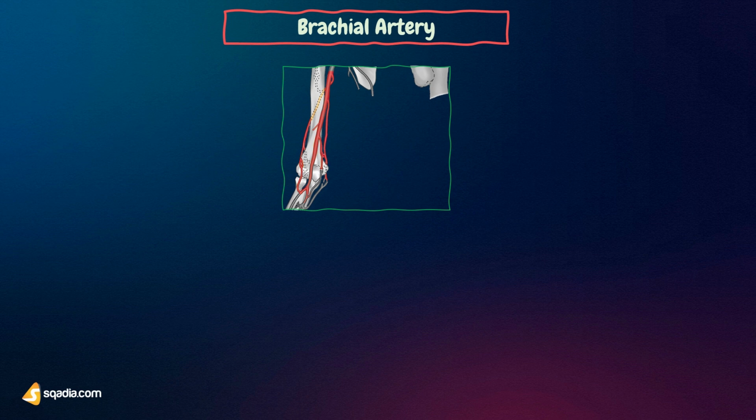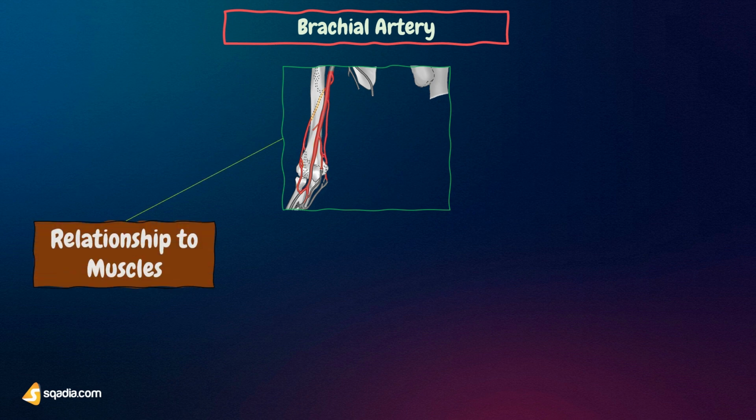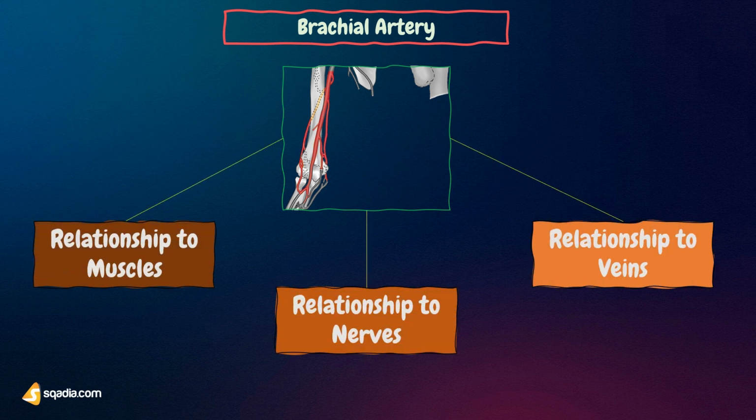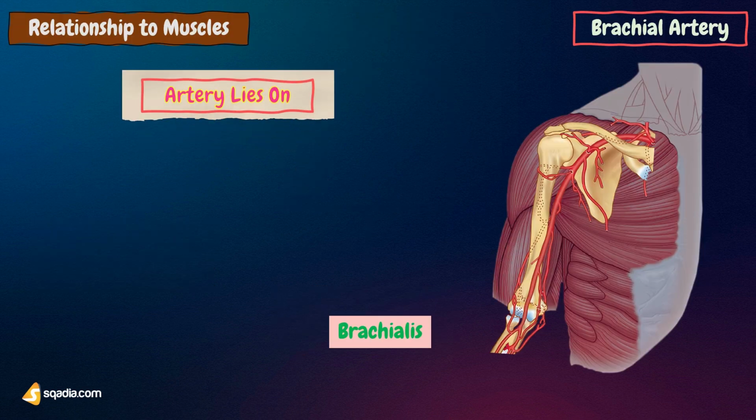For a better understanding, the relations of the brachial artery are divided as relationship to muscles, relationship to nerves, and relationship to veins. Let's jump into the details of each of these relationships, starting with the relationship to muscles. We have already talked about the muscles in the arm region. The brachial artery is closely related to the muscles of both the anterior and posterior compartments of the arm.